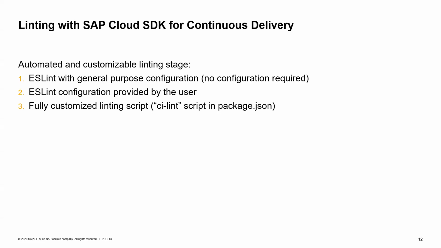And the last option would be the one for the most experienced users, or for the ones that really have custom linting requirements. For those kinds of users, we give full control of the linting process by enabling the user to provide a script named lint as part of the package.json of the project, which will then be executed by the pipeline. And that's it for the theoretical part of this presentation. So now let's jump over to the demo part.